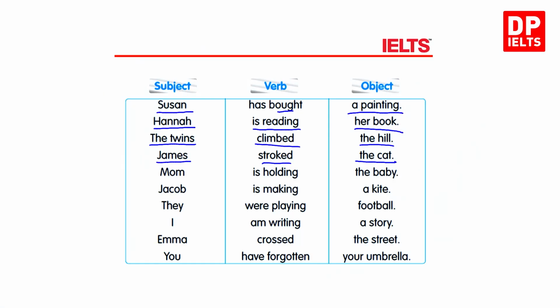The twins climbed the hill. The twins, subject. எங்க climb பண்ணாங்க? Hill. So object hill. என்ன செய்தாங்க? Climbed. That's the verb. James stroked the cat. James, subject. The cat, object. And அவங்க செய்த செயல் stroked.